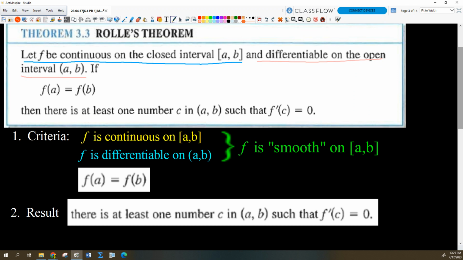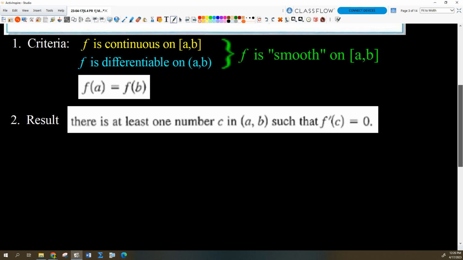So if that's true, if it's smooth and if f of a is equal to f of b, so if the y coordinates at the endpoints are equal, then what's the implication? Well, the implication is there's got to be at least some intermediate value c between the endpoints such that the slope of the tangent at c is equal to 0, right? Doesn't that make sense? Because like, look at this.